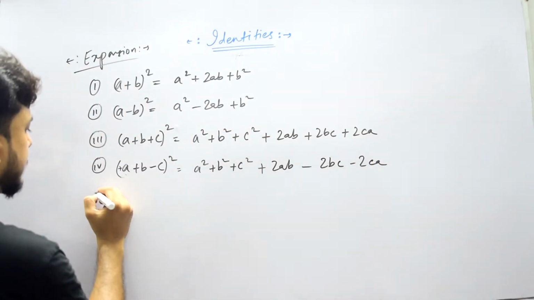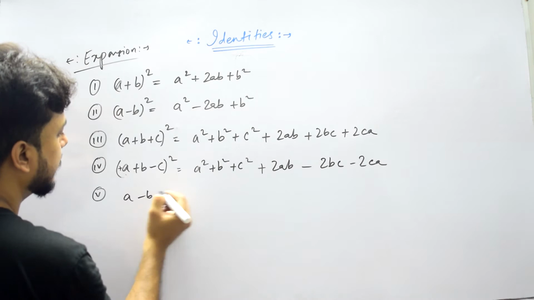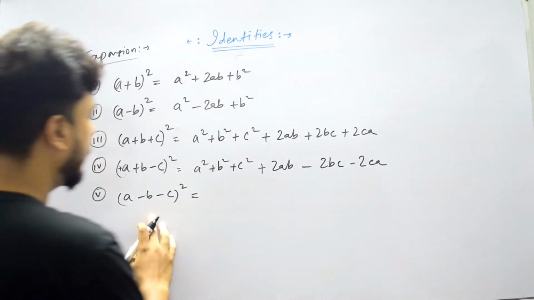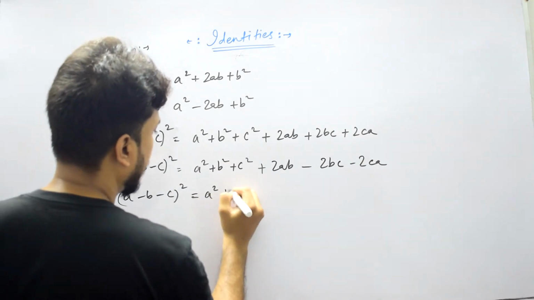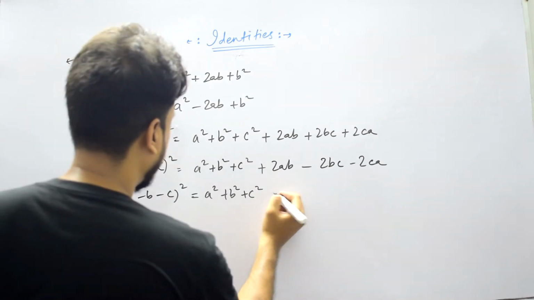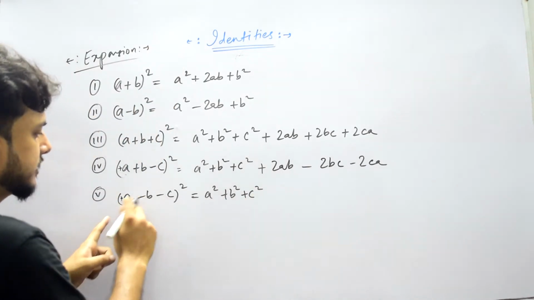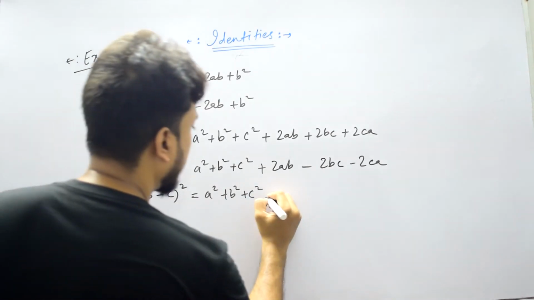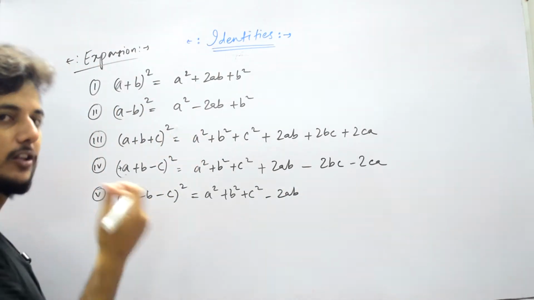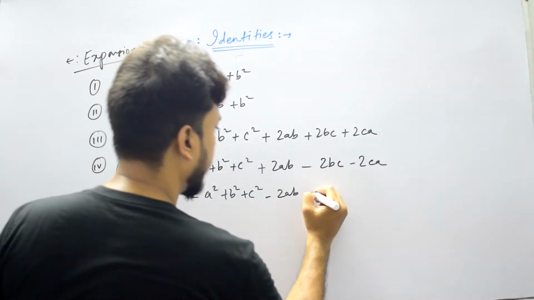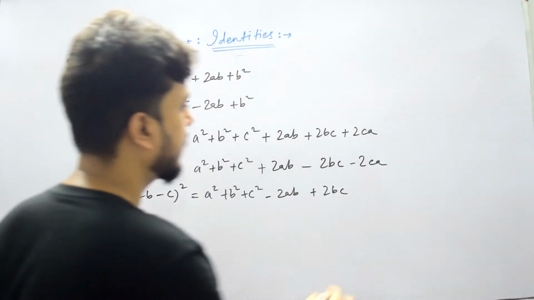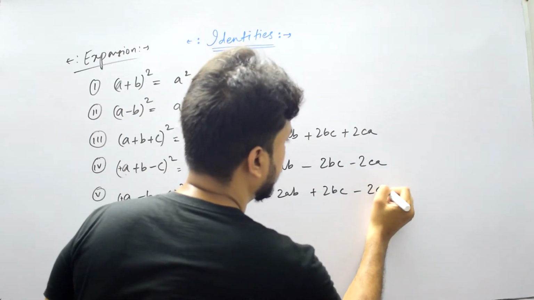Now let us see the next one, that is (a minus b minus c) whole square. Here again the first three terms will be a square plus b square plus c square. After that, a is plus and b is minus, so plus into minus is minus 2ab. For bc, b is minus and c is also minus, and minus into minus becomes plus 2bc. And c is minus, a is plus, so minus 2ca.